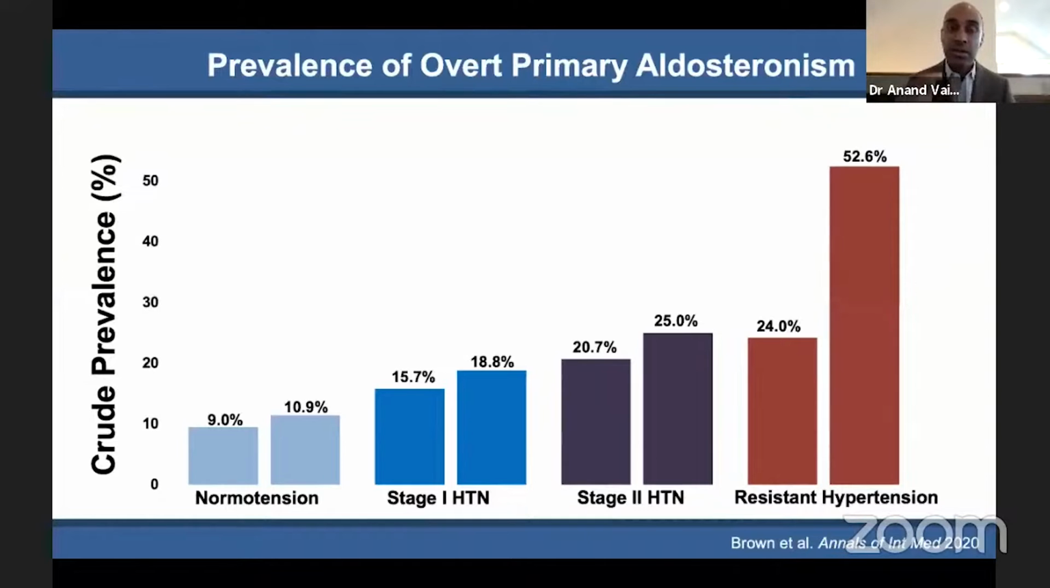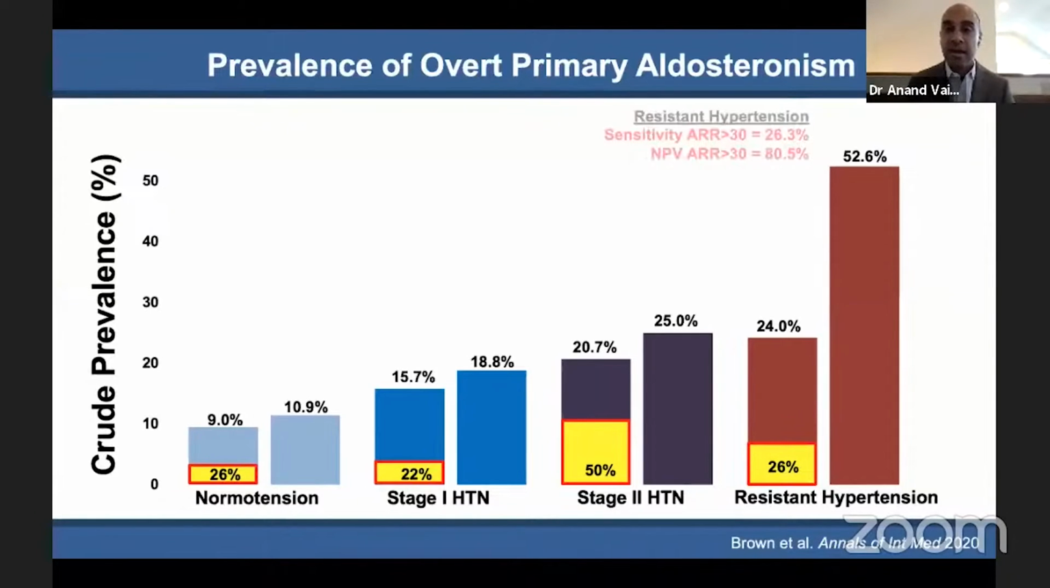Now, if you had used an aldosterone to renin ratio to detect who might have this disease, only 25 to 50% of these individuals would have been detected. So for example, in resistant hypertension, where your pretest probability for primary aldosteronism is very high, an aldosterone to renin ratio of 30 has a sensitivity of only 26% and a negative predictive value of only 80%. In other words, it is neither good for detecting or excluding the possibility.